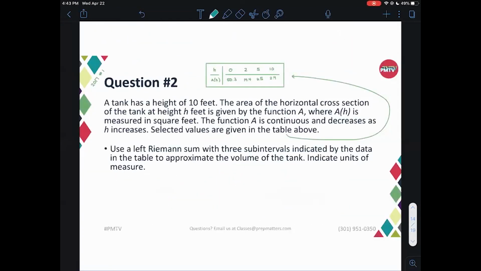All right, one more question. Question number 2, this is from a 2017 exam, and this one's going to incorporate some Riemann sums. A tank has a height of 10 feet.